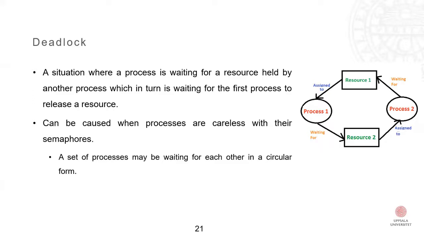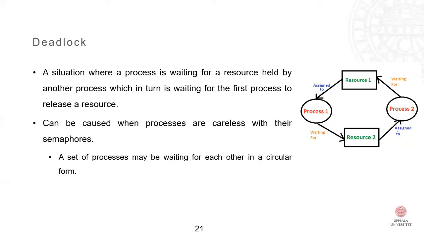Each of the processes has taken one of the resources and is waiting for the other resource because they need both resources for some reason. Imagine an example. We have a spoon and a fork, and we need both of them to eat lunch. And we have two people. One of them is taking the spoon and the other one is taking the fork. The first one cannot eat because it is waiting for the fork, and the second one cannot eat either because it is waiting for the spoon.